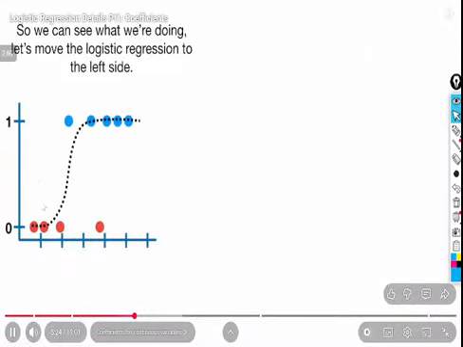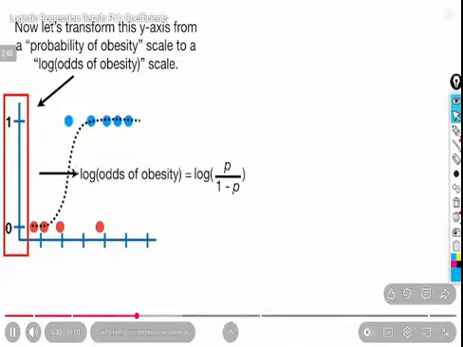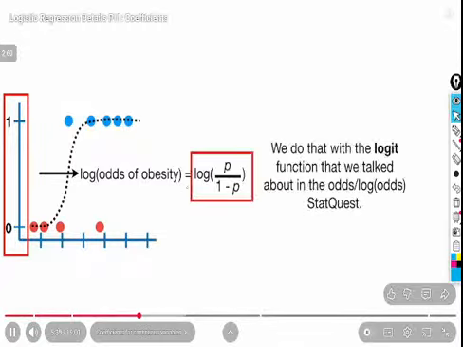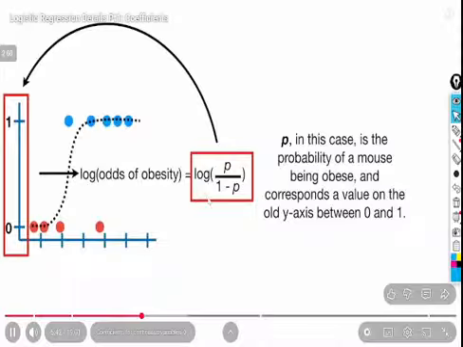So we can see what we're doing, let's move the logistic regression to the left side. Now let's transform the y-axis from a probability of obesity scale to a log odds of obesity scale. We do that with the logit function that we talked about in the odds/log odds StatQuest. P, in this case, is the probability of a mouse being obese and corresponds to a value on the old y-axis between 0 and 1.